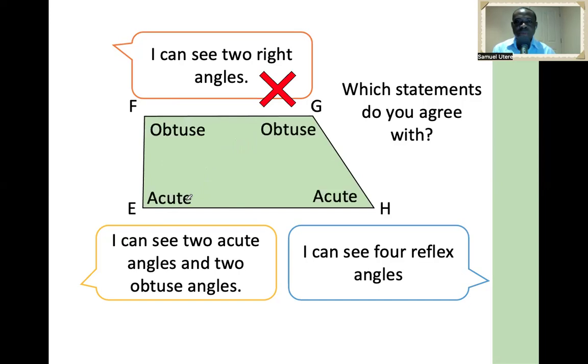So we can begin to label things. That should be obtuse. It's clearly more than 90 degrees, but less than 180. And that's acute, and that's acute. So we can begin to see the statements that are right. Of course, the statement that the person can see 4 reflex angles is right, because the person may be looking at the external part of the angles. The external part of the angles would be the reflex angles.